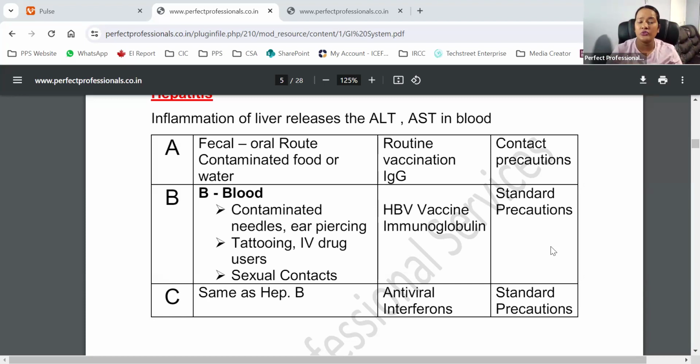infection via our stool. And if that stool contaminates food and water, it will go to someone else. Okay. Now for treatment, there is a routine vaccine and IgG we are giving. And here we take contact precautions for the patient. Okay, that will be there. Now hepatitis B. B for blood. So it is a blood-related hepatitis.